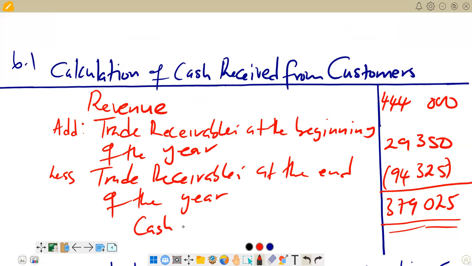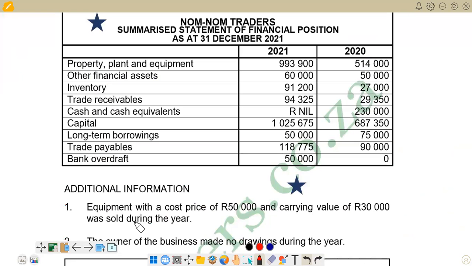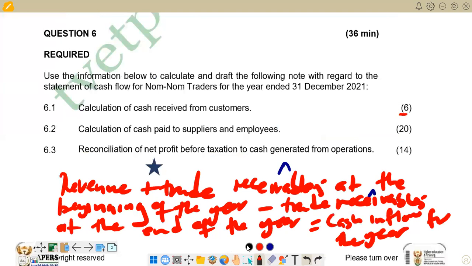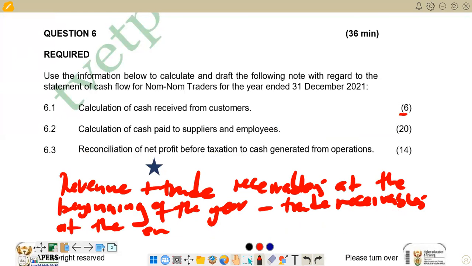Right. So this figure is the cash inflow for the year, the figure that we're looking for. So on the first part of 6.1, that's what we have. Then we come here now. We now want to go to the second part. If you go to the question, you will see that the second part is calculation of cash paid to suppliers and employees.